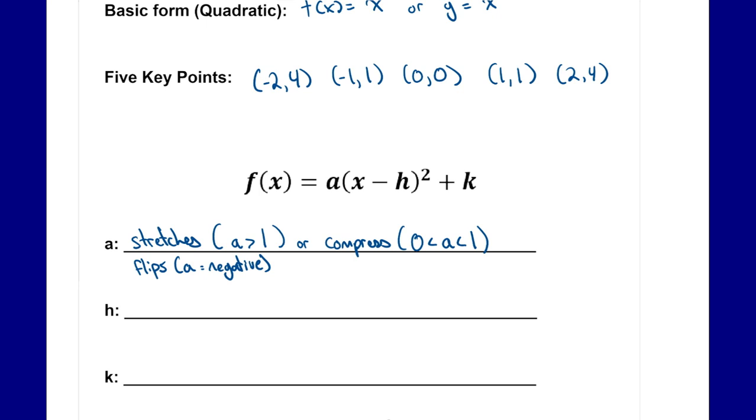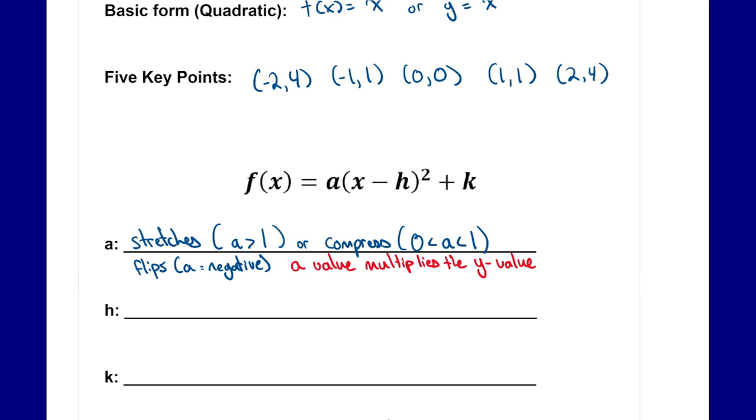And all of these values, in order to stretch or compress or flip when a is negative, what this is actually doing, and this is going to be the important part that we need to highlight or remember, is that this a value multiplies the y value. So the a value multiplies the y value, and that's what causes this stretch or compression or this flip. And we'll talk about that in a second when we look at some examples.